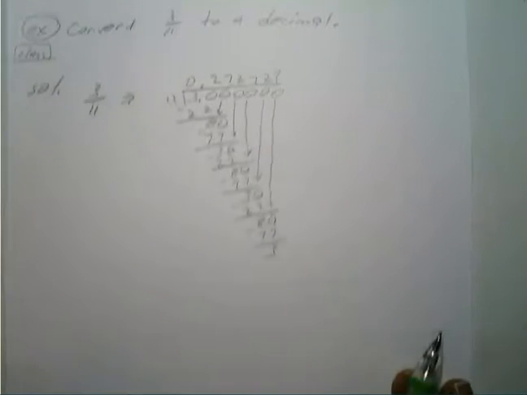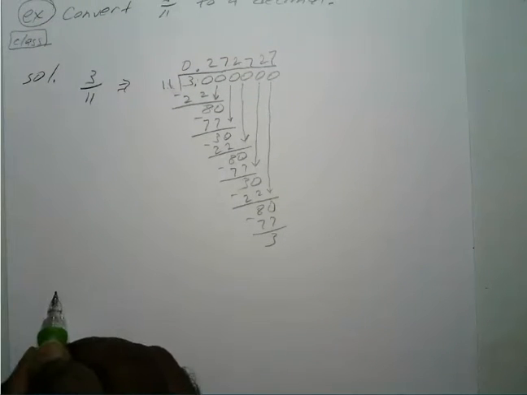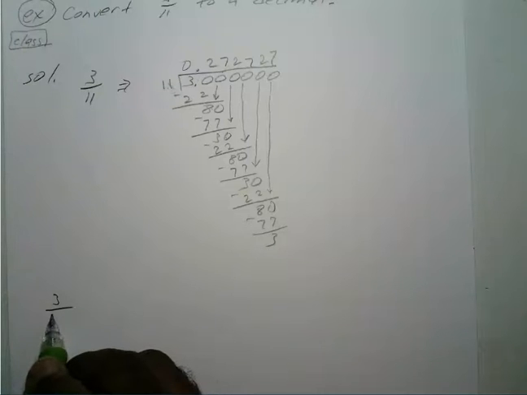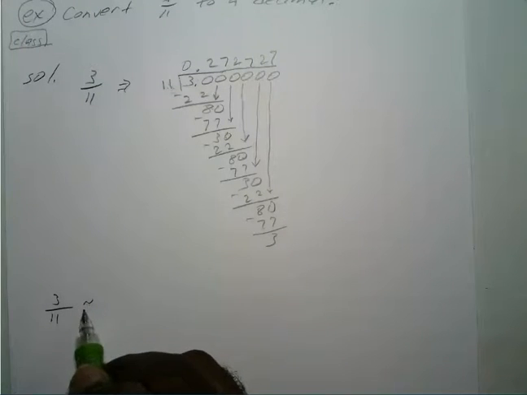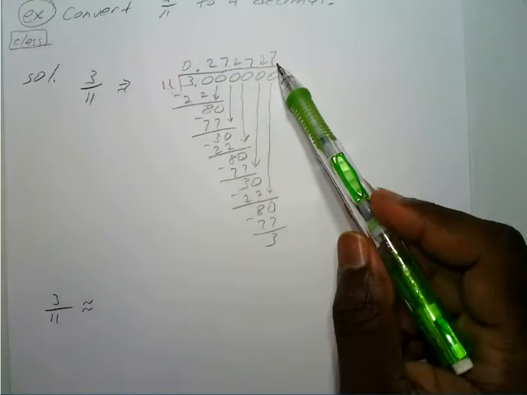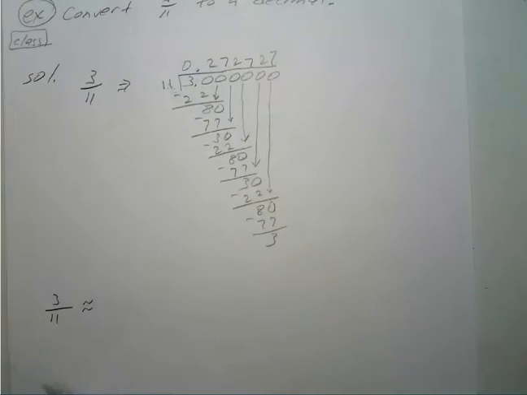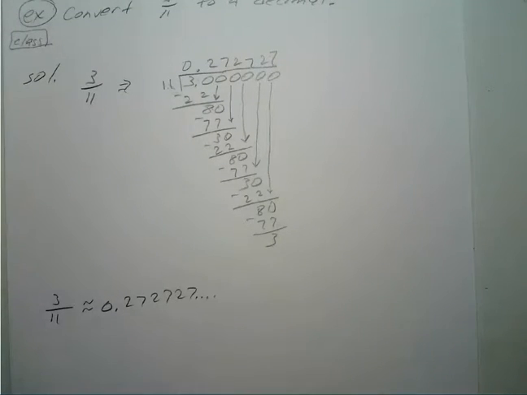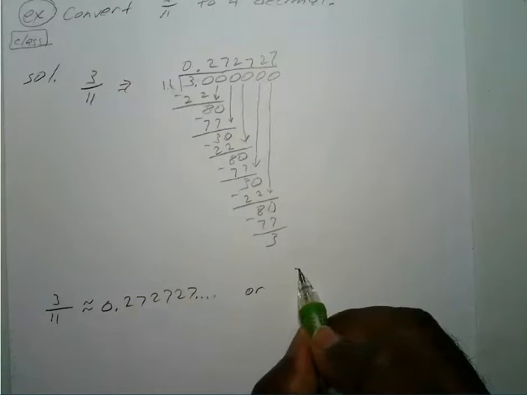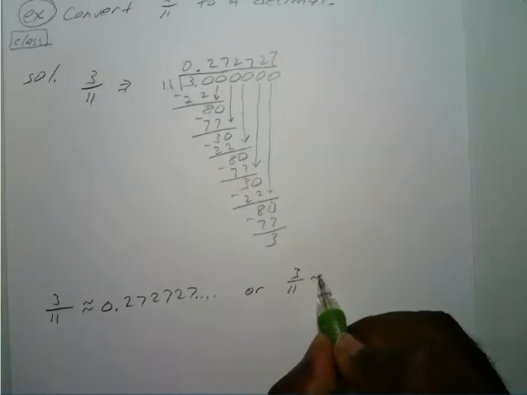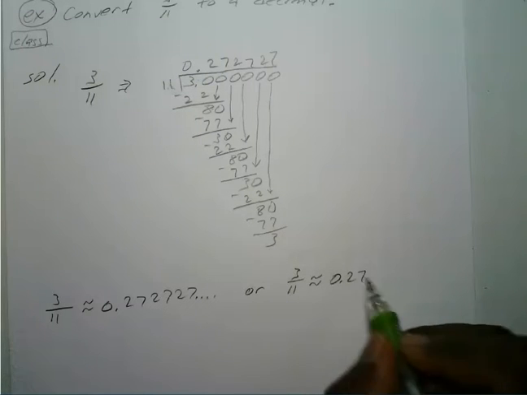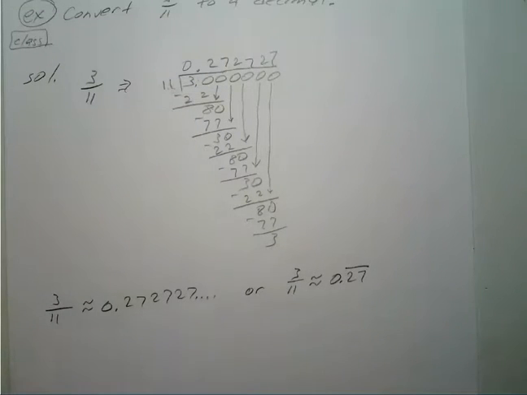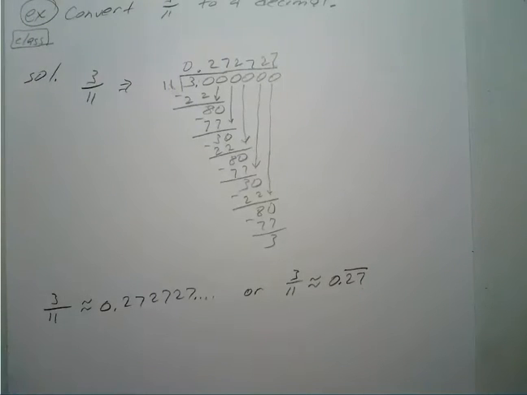All right, so what can we say about this one? We can say that 3/11 is approximately equal to, because it goes on forever, we can't say that this is the final answer, but we can say it approximately equals that, 0.272727, and it keeps on going forever. Or we can just say 3/11 approximately equals 0.27, and we put a bar over the 27 to show that 27 just repeats over and over again.